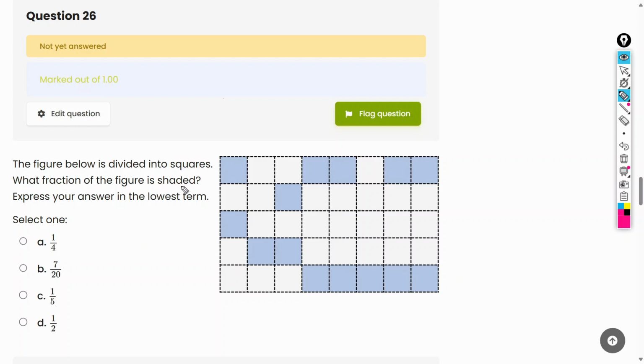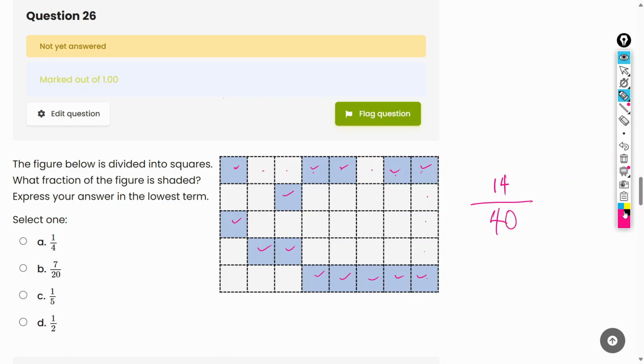The figure below is divided into squares. What fraction of the figure is shaded? Express your answer in the lowest term. When dealing with questions like this, the first thing you want to do is to find the total number of squares. So there's 1, 2, 3, 4, 5, 6, 7, 8. So this is 8 plus 8 plus 8 plus 8 plus 8. 8 in 5 places is 40. Our denominator is 40. The next thing is to count the squares that are shaded. So there's 1, 2, 3, 4, 5, 6, 7, 8, 9, 10, 11, 12, 13, 14. That's 14 out of 40.